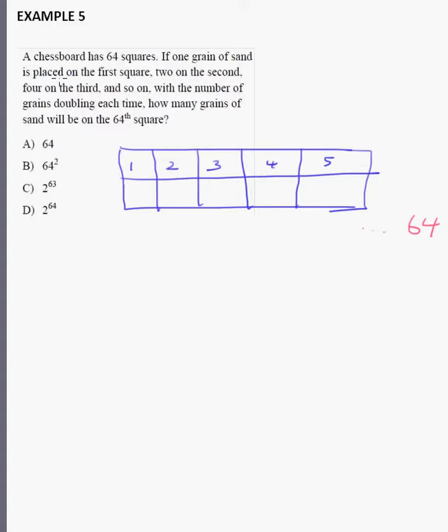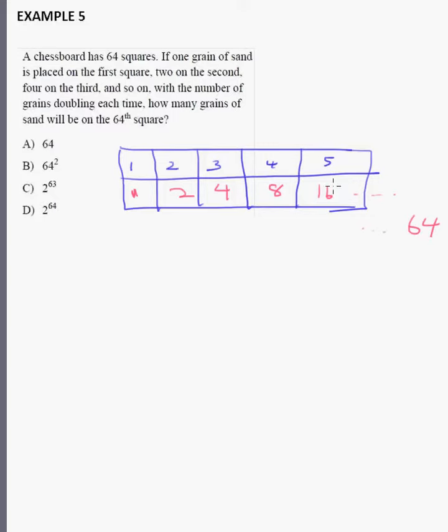If 1 grain of sand is placed on the first box, I'll put 1 here, right? 2 on the second, so this will have 2, then 4. I'm going to double it, so this will be 8, and obviously this will be 16, and this will be 32, with the number doubling each time. How many grains of sand would be on the 64th square?